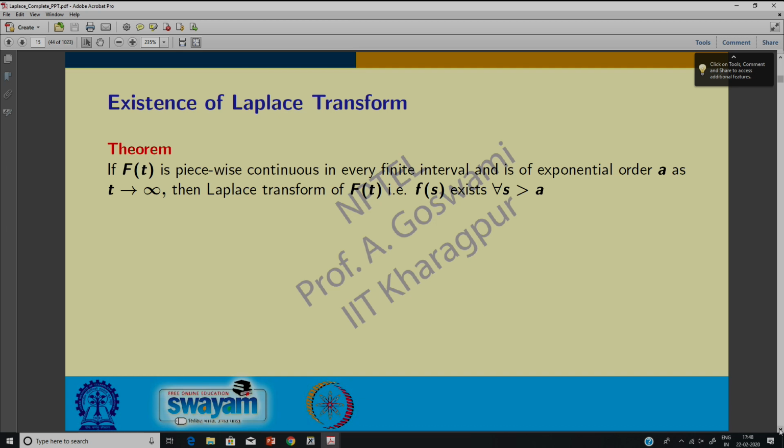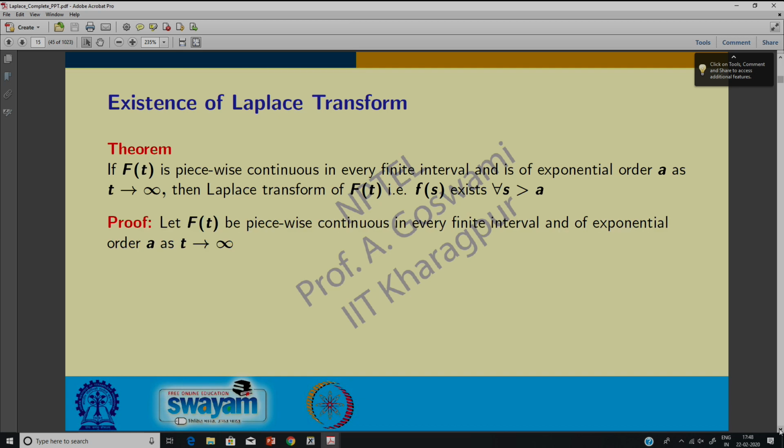If capital F(t) is a continuous function in every finite interval and is of exponential order a, whenever t approaches infinity, I hope you remember what a function of exponential order a is, then the Laplace transform of f(t), which we say as small f(s), exists for s greater than a. So, what is the proof? The proof is: your f(t) is piecewise continuous in every interval and is of exponential order a. We know this thing. This has been given.